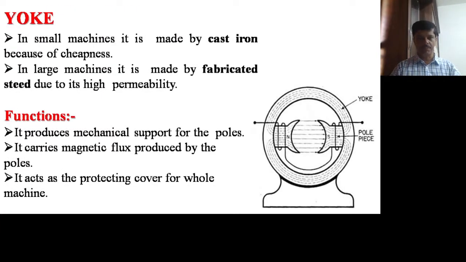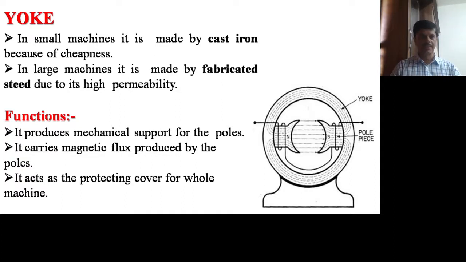The first and most important part of a DC generator is the yoke. Usually in smaller rating machines, cast iron is used because importance is given to the cost, not the weight. Even though the weight will be more, the cost of the machine will be less. Therefore, for smaller rating machines, it is better to prefer cast iron. This cast iron will be saturated at a flux density of 0.8 Weber per meter square.